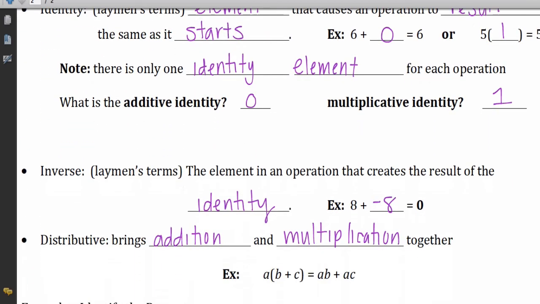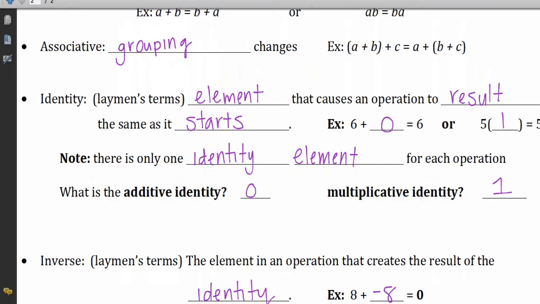Once we know what an identity is, then we can talk about an inverse. An inverse is the element in an operation that creates the result of the identity. So basically, what can we add or multiply by to get the identity back? For example, 8 plus something is equal to 0. The reason we're choosing 0 is because that is the additive identity. In this case, 8 plus -8 is equal to 0. So -8 would be the inverse in this particular problem.